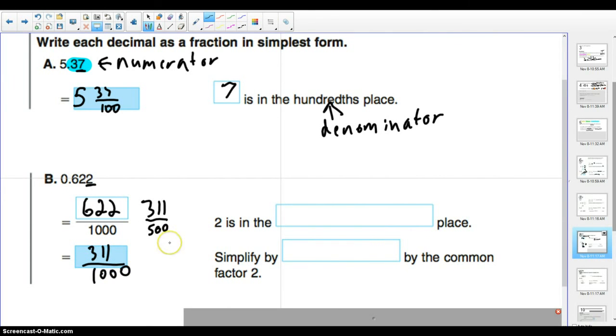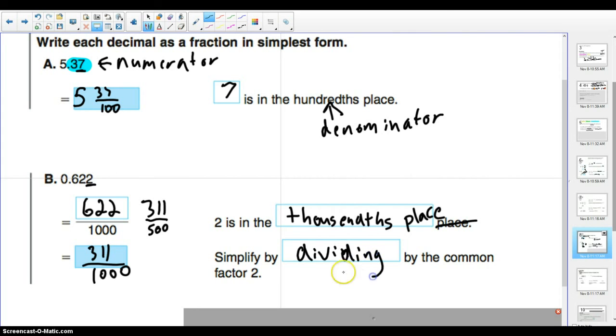And filling in our information on the side, 2 is in the thousandths place, and we simplify by dividing by the common factor, 2.